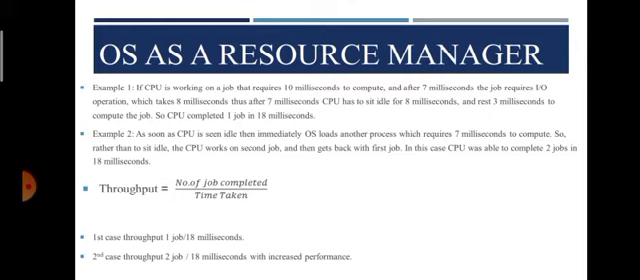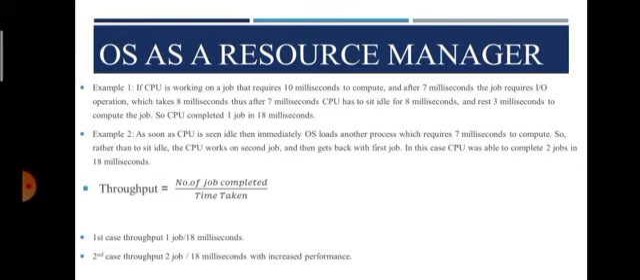So we'll look deeper into how the CPU is executing the process here. If the CPU is working on a job that requires 10 milliseconds to compute, that means we have a job and we are giving the job to the CPU to execute. So the overall time that the CPU takes to compute that job is 10 milliseconds. This is your first part.